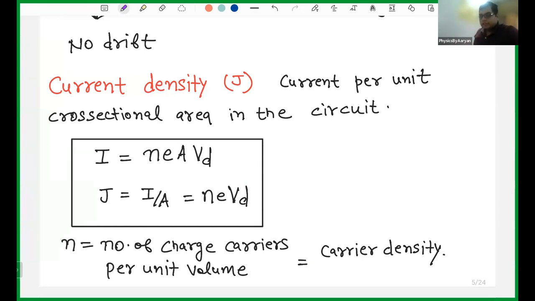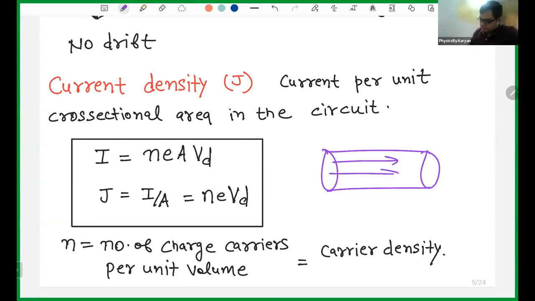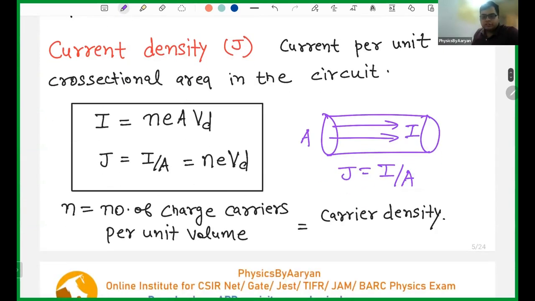Now, current density. Usually we are never interested in current. We are mostly interested in current density. What is current density? Let's say you have a cylindrical wire, and the total current flowing in this is I. And the cross-sectional area is given as A. So the current density is total current divided by cross-sectional area, which is I by A. How much current density there is, that is much more important in conductors, because that will decide how strong your current is. You might have a very large conductor but very small current, then it is not important. So current density is current per unit cross-sectional area.